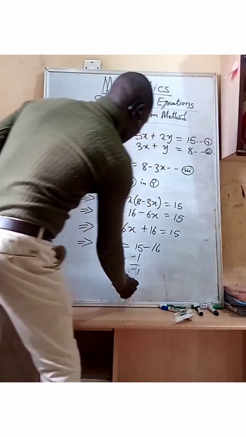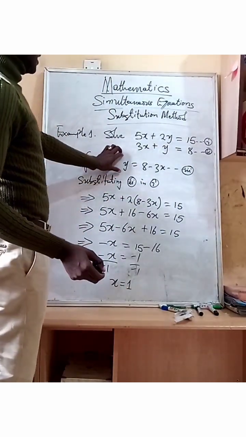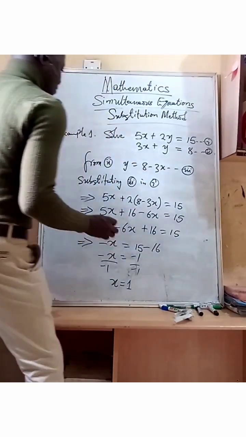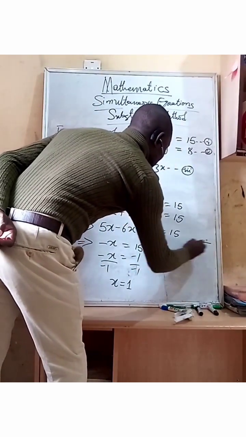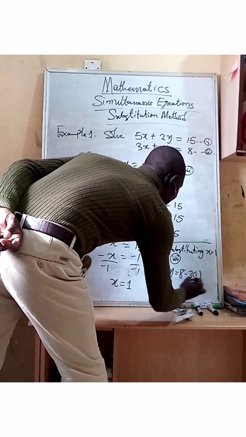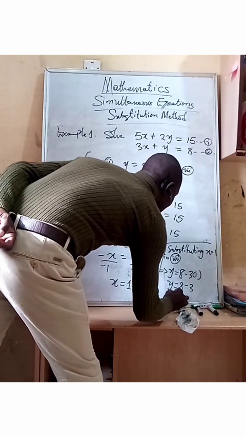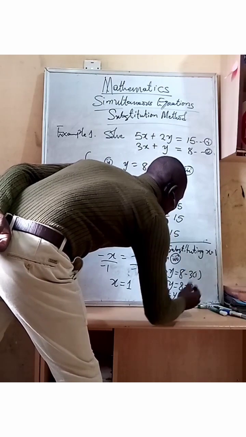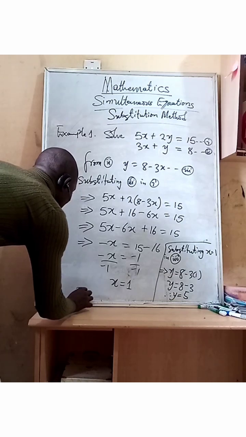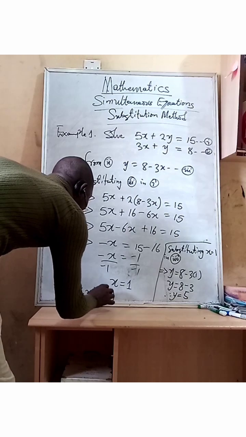We now substitute for x in equation 3, because in equation 3 we already have y being made the subject of the formula. So we simply substitute into this. So it implies y equals 8 minus 3 into 1. y equals 8 minus 3. Therefore, y equals 5. The solution now is x, y equals 1, 5.